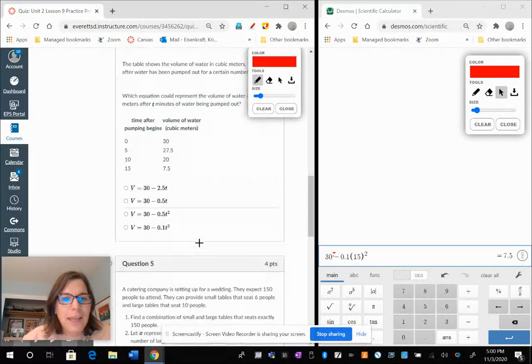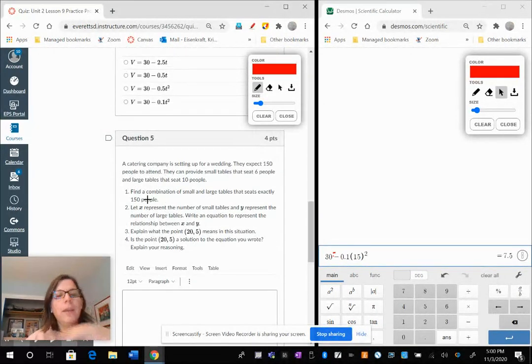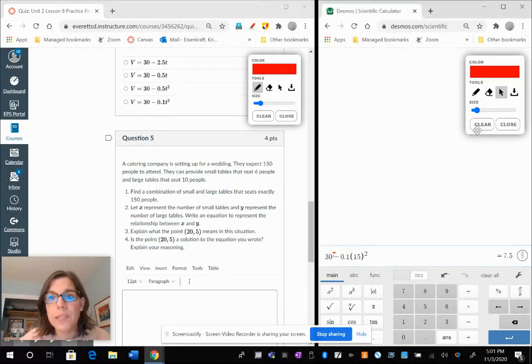Okay. Last problem. Oh, not even close. There's 2 more. Okay. A catering company is setting up for a wedding. They expect 150 people to attend. They can provide small tables that seat 6 people and large tables that seat 10. So it says find a combination of small and large that seats exactly 150. So we could mess around with the numbers until we get 150, but I'm going to jump straight to the equation because we did this last time, and I'm going to use Desmos. I'm going to show you. Okay.